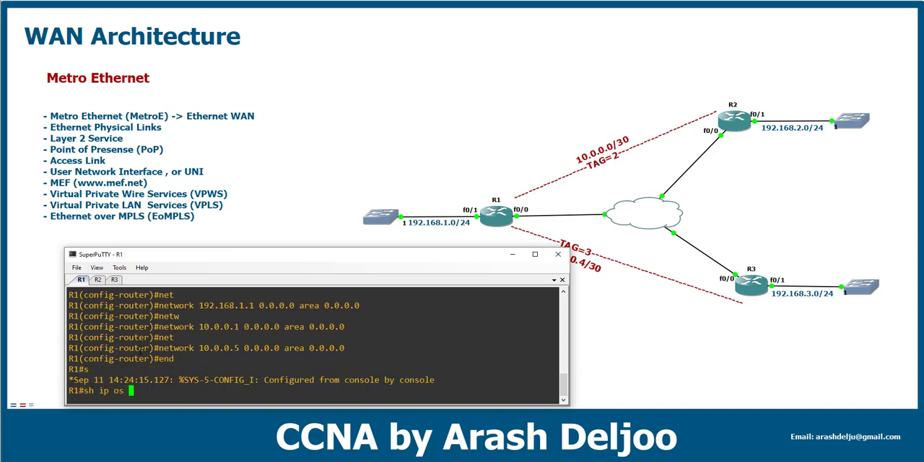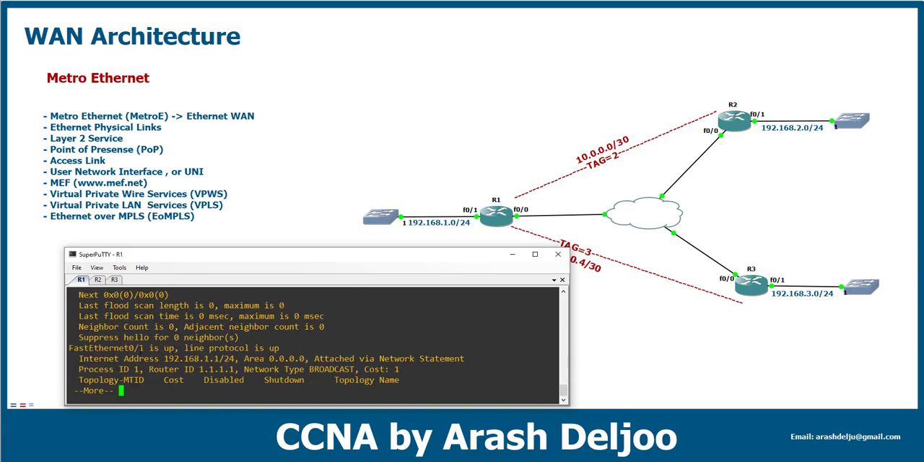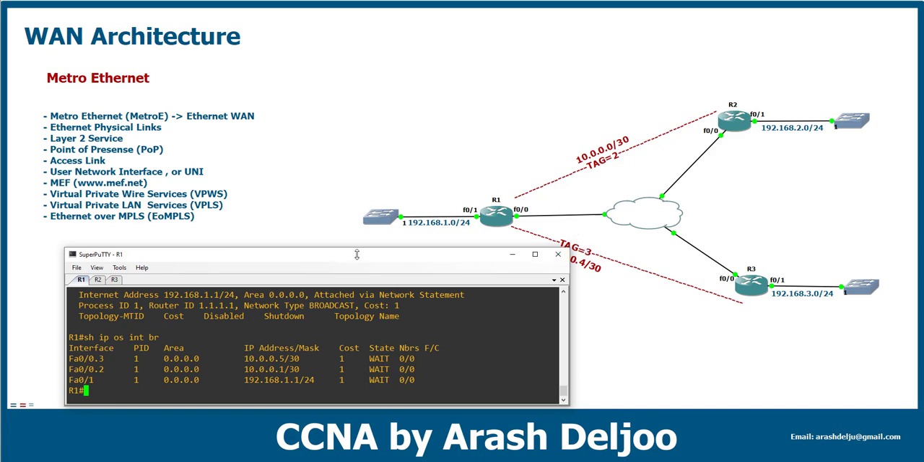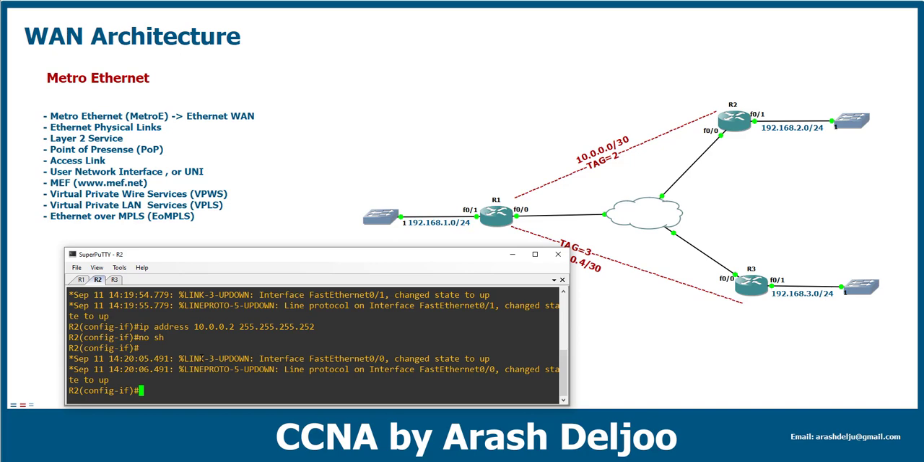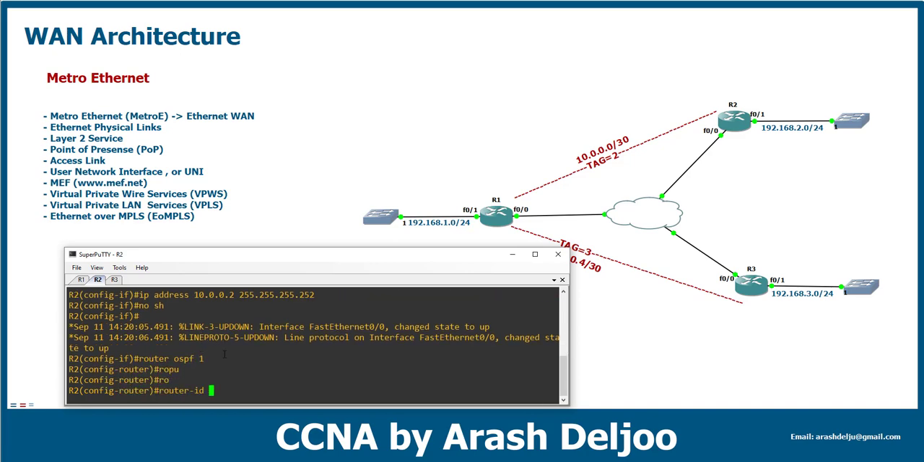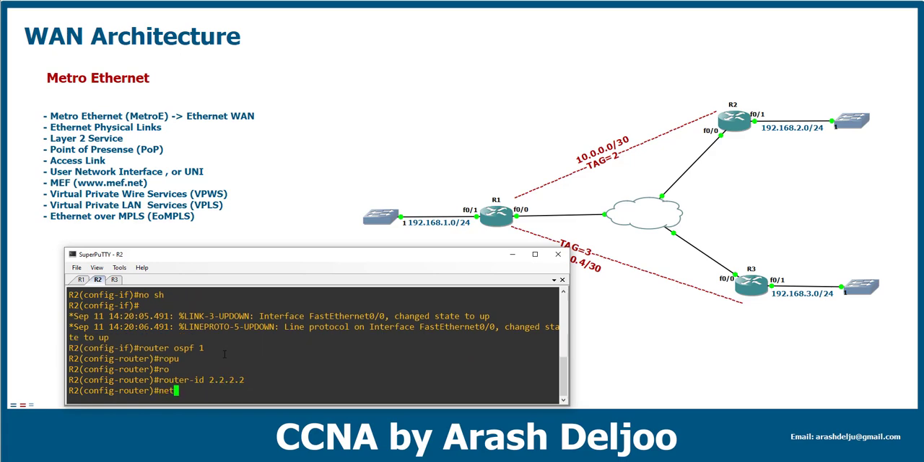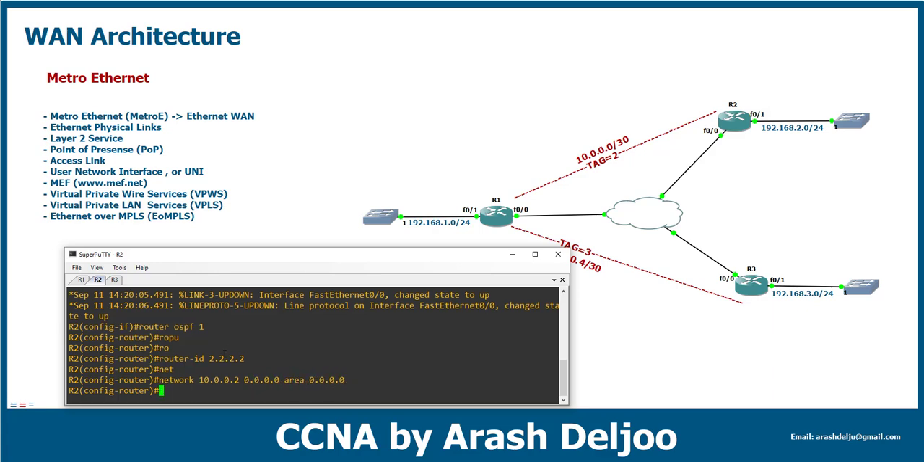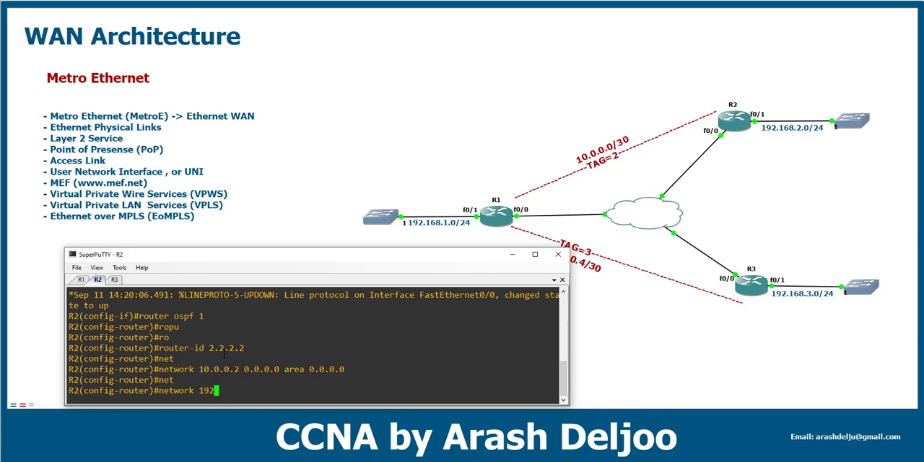Show ip ospf interface brief can show us that we have OSPF on all of these interfaces, FastEthernet 0/0, 0/2 and 0/3. Now let me enable OSPF on router 2: router ospf 1, router ID is, for example, 2.2.2.2. Then the first network statement, 10.0.0.2 0.0.0.0 area 0, and after that network 192.168.2.2 0.0.0.0 area, for example, 0.